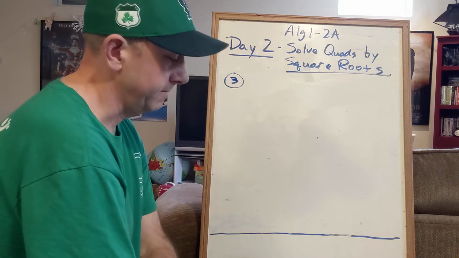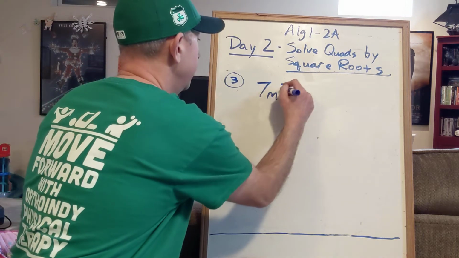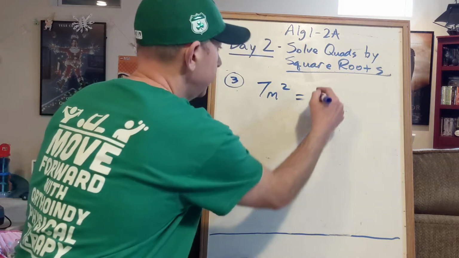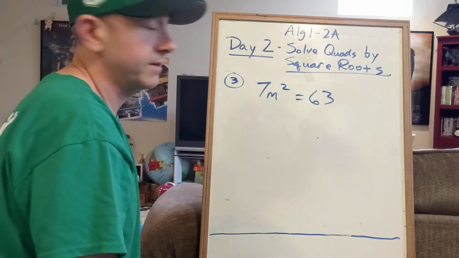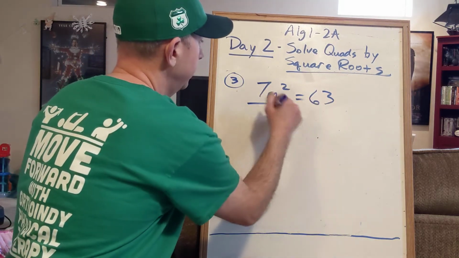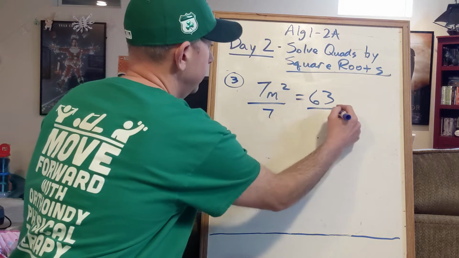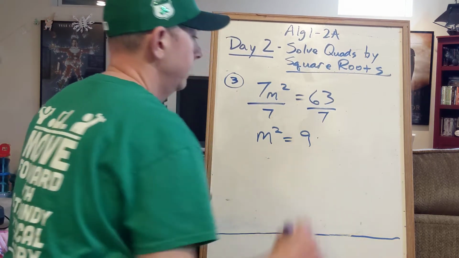Okay? All right. Number 3, we got 7m squared is equal to 63. So this time, again, we don't have m squared by itself, so we need to do that. Before we try to take the square root of this, we've got to undo multiplication by division. So we divide by 7, we get m squared equals 9.